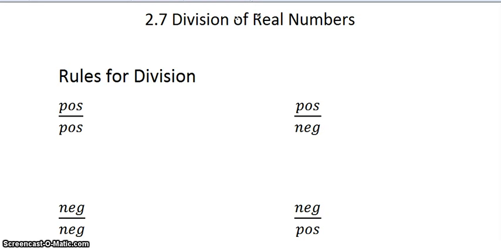This is section 2.7, division of real numbers. When we finish, I want you to be able to divide real numbers, and I also want you to be able to use division to simplify algebraic expressions. So first, let's go over the rules.